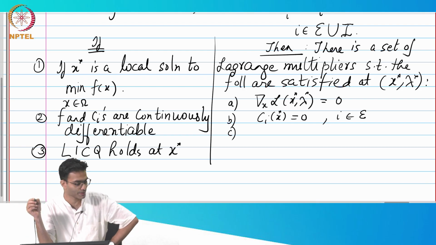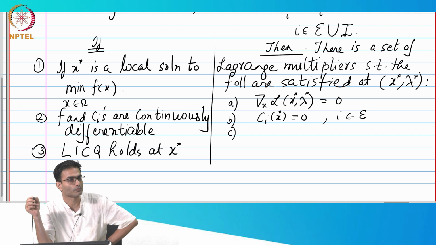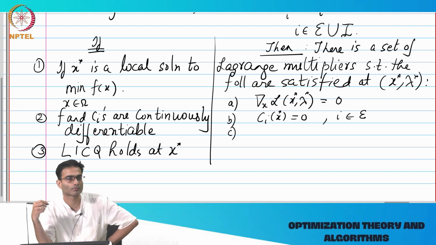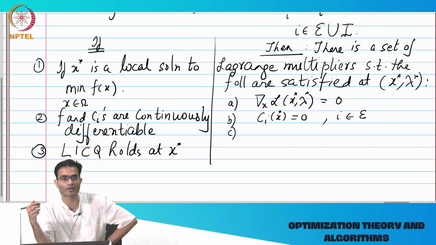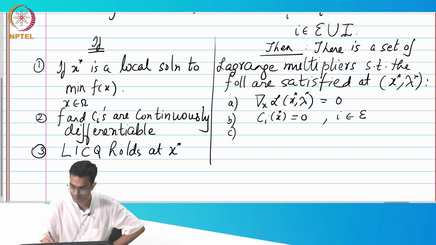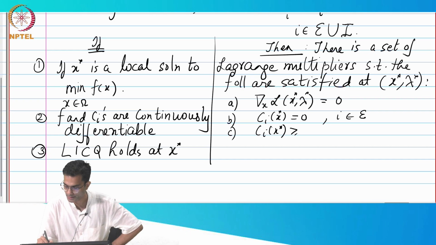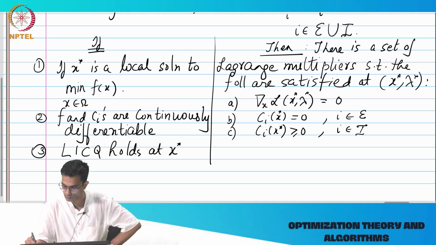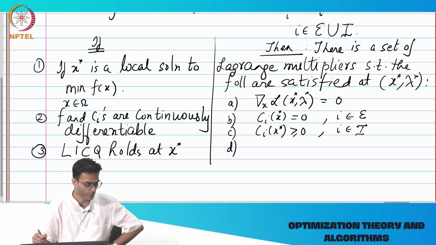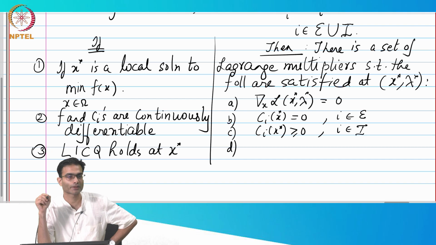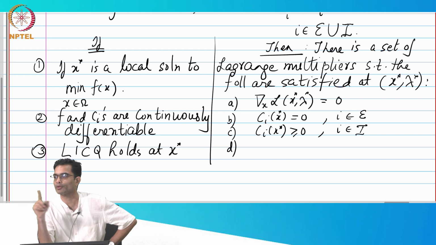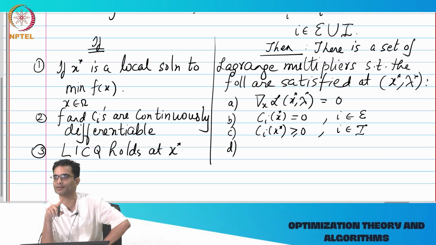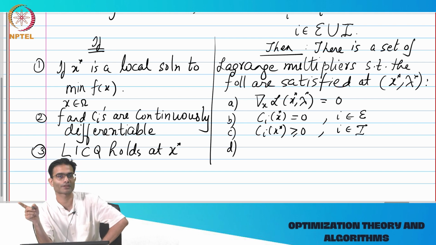What should be point C? No, look, it's just an analog of point B. What would it be? Inequalities, right? So c_i(x star) should be greater than or equal to 0, i belonging to the inequality set. So I can tell you this point is not complementarity. What do you think it should be? If you recall the example between equality constraint and inequality constraint, there was something different between the two. What was that in relation to the Lagrange multipliers?